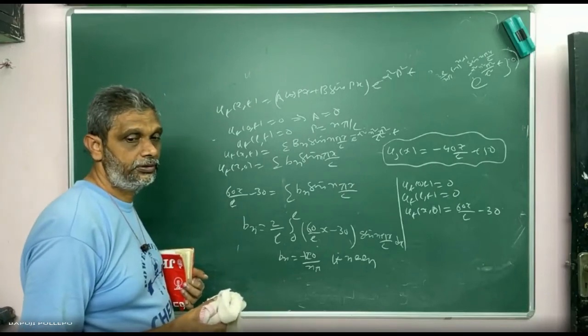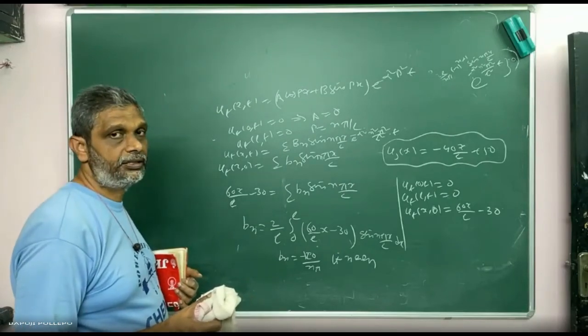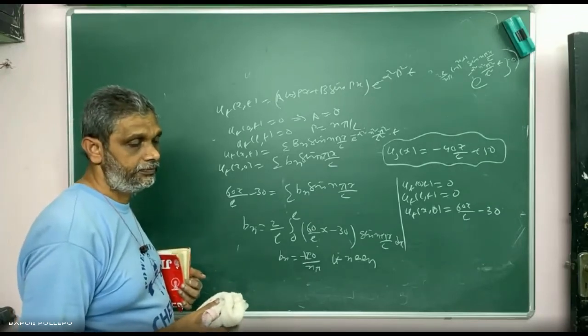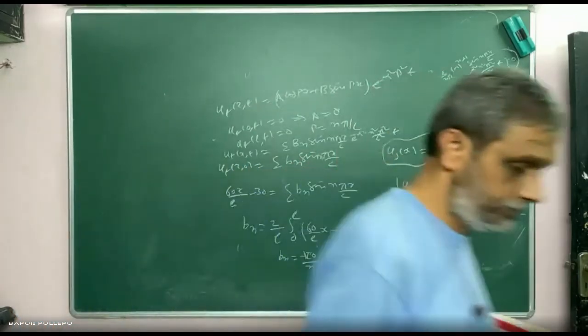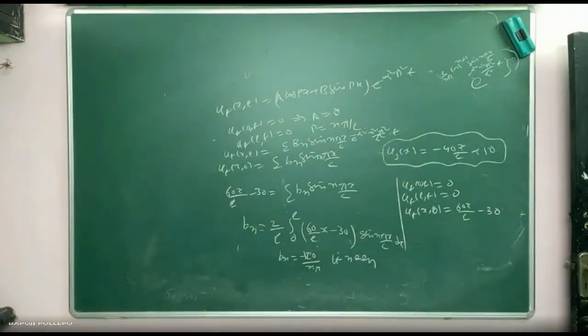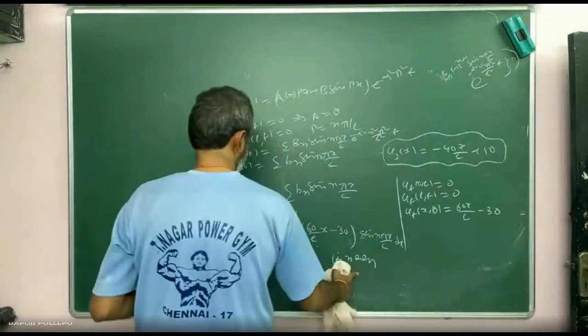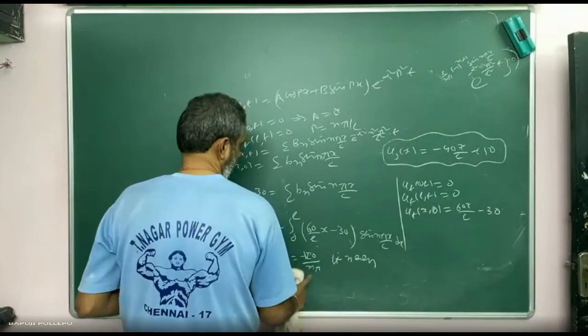Hello? Are you there or not? Over, completed. 2 minutes. I will leave you. Are you there or not, you people? Yes, sir. Yes, sir. Now, Bn I got 1 minus 120 by 20, n is even. That you can find out. If you don't get it, I will tell you.